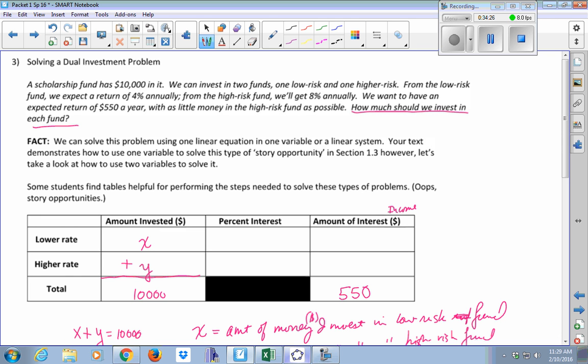Now, how do I represent the amount of interest on X dollars? Well, there's a rate, and it's 4%, which we represent as a decimal. Remember, a percentage has no units on it, no units. And 8% is like this. So if I want to represent the actual amount of income I get at 4%, I have to know how much money I've invested, which is right here, X. And when I multiply those two things, I get my amount of interest on X dollars.